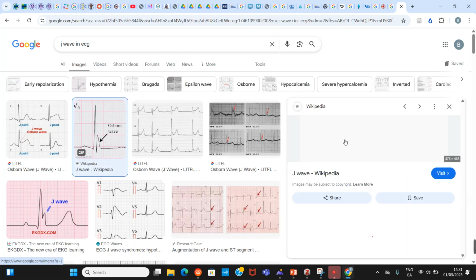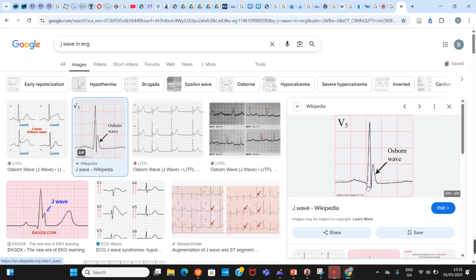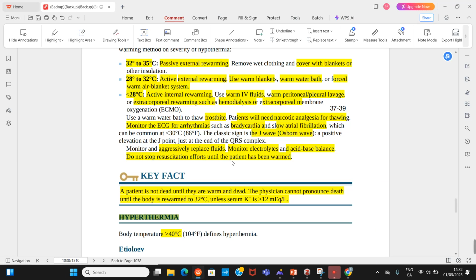So it's a sudden upward positive deflection after the QRS complex. This is the QRS complex here. Instead of it progressing to the T wave, you now have another upward positive deflection, which you call the J wave. So that's at the J point. That's the Husband wave. Once you see this, that person is hypothermic. You want to check the temperature immediately.